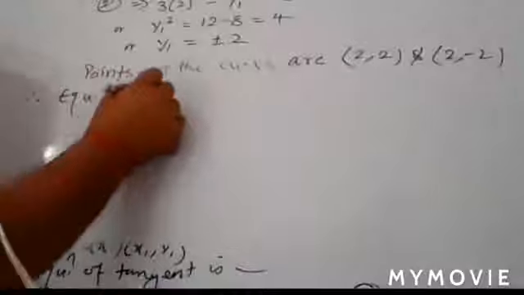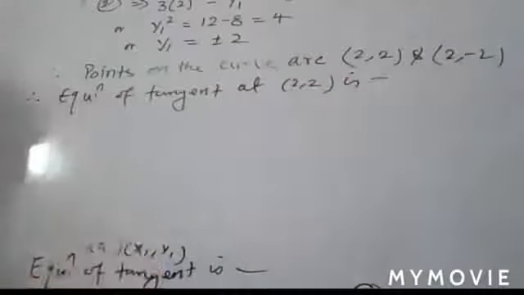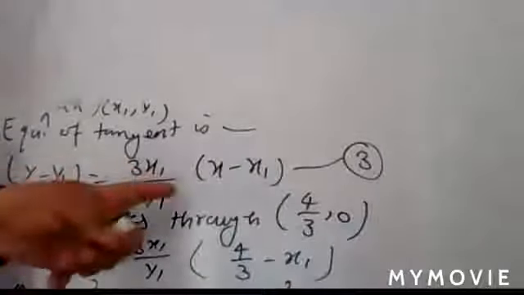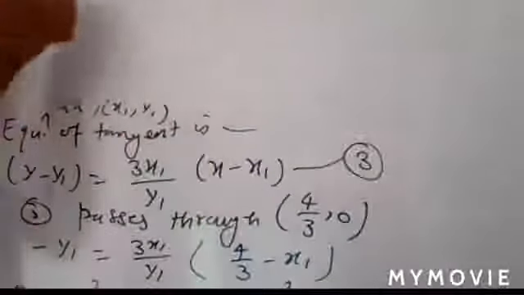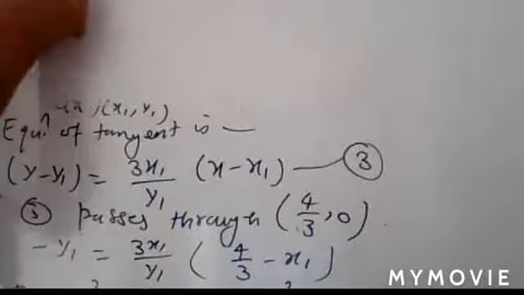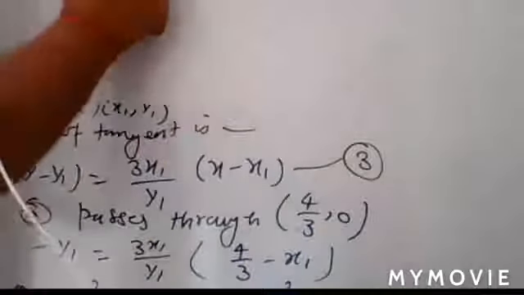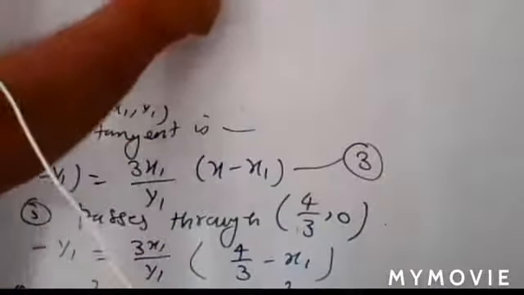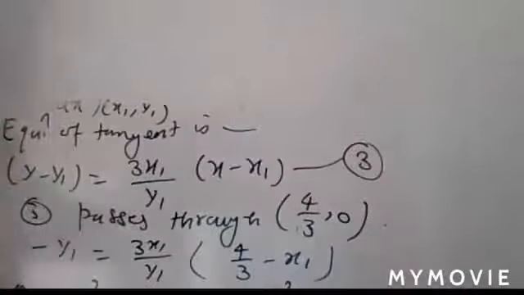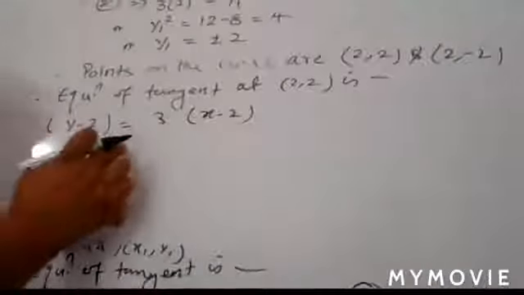So the equation of tangent at (2, 2): put it in the third equation. Actually, in the third equation you have the equation of tangent, so you put the values of x1 and y1 there. So you have y minus y1, so y minus 2 is equal to 3. Here you have 3 because the 2 and 2 cancel out, and here you have x minus 2. So you have the equation of tangent at (2, 2).